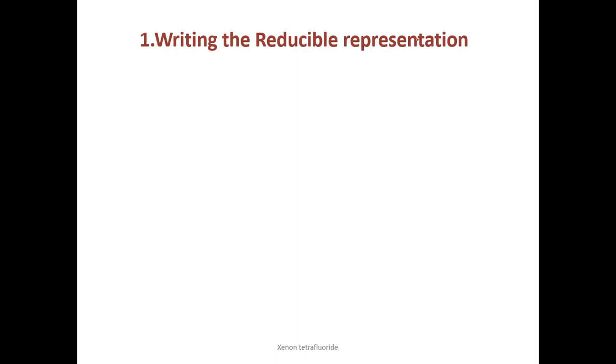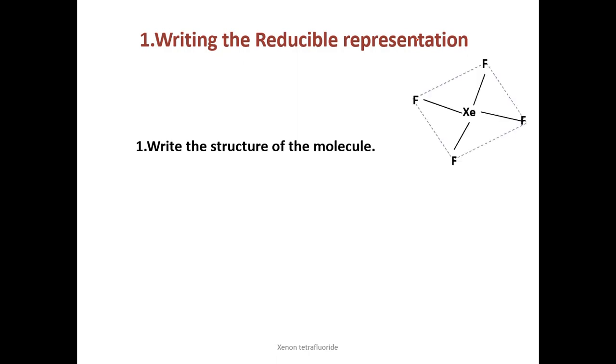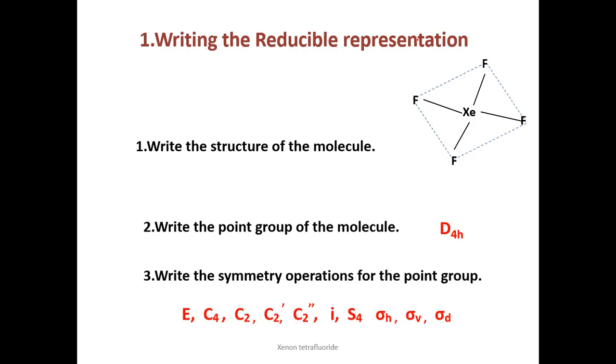First, we come to writing the reducible representation. First, we have to write the structure of the molecule. It is square planar in shape. Xenon is at the center of the square, and the four fluorine atoms are at the four corners of the square. The point group of the molecule is D4h, and the symmetry operations are E, C4, C2, C2', C2'', i, S4, sigma h, sigma v, and sigma d.